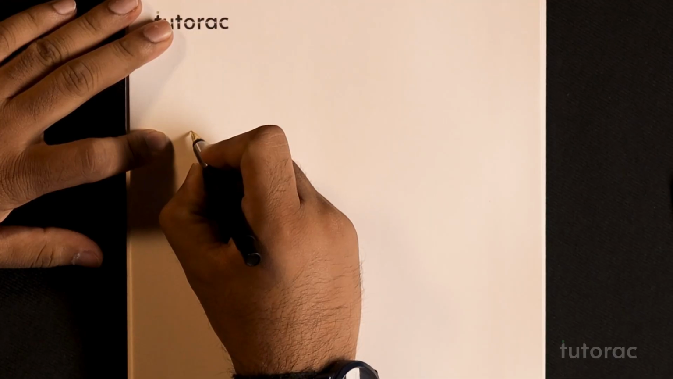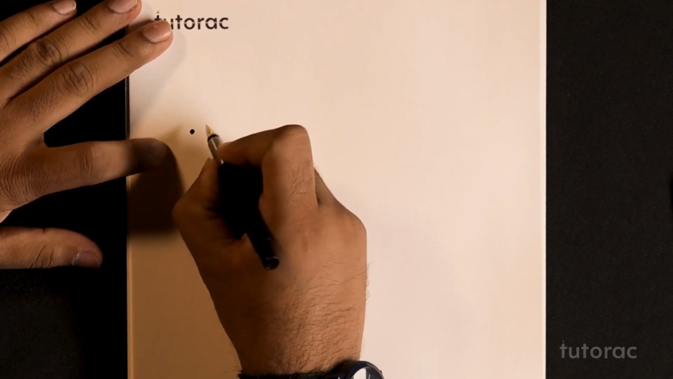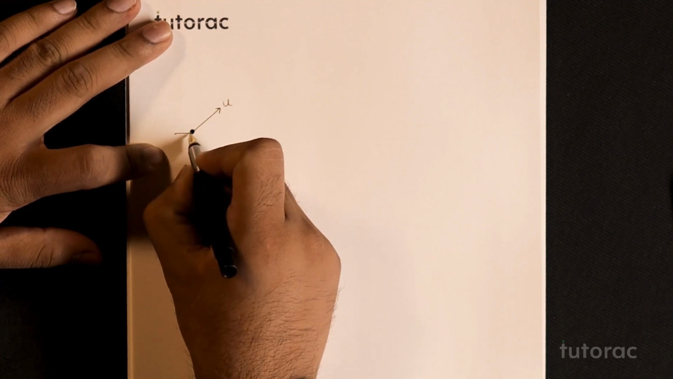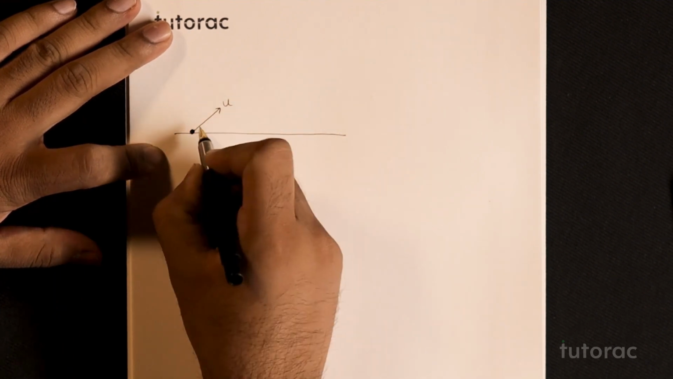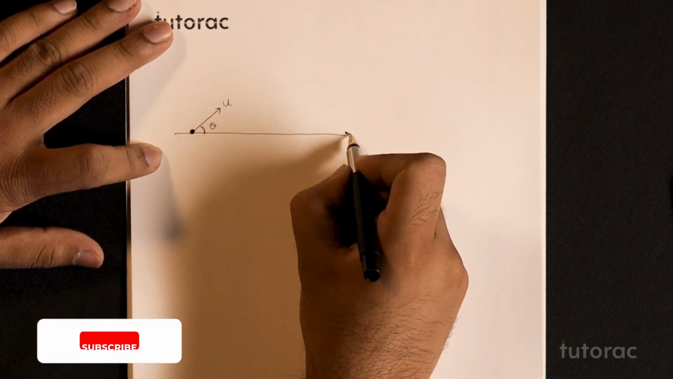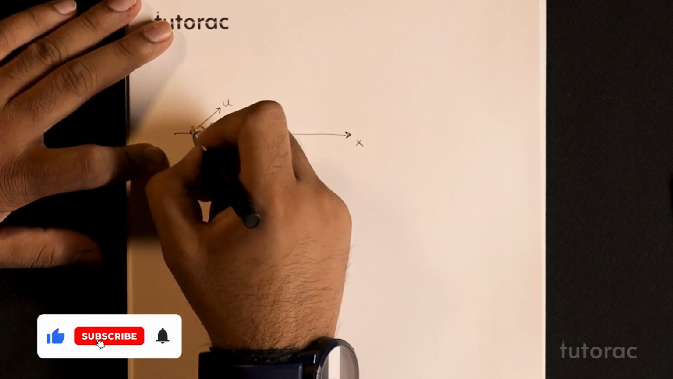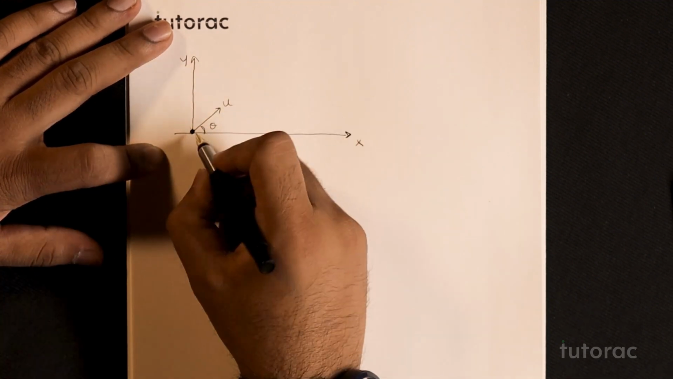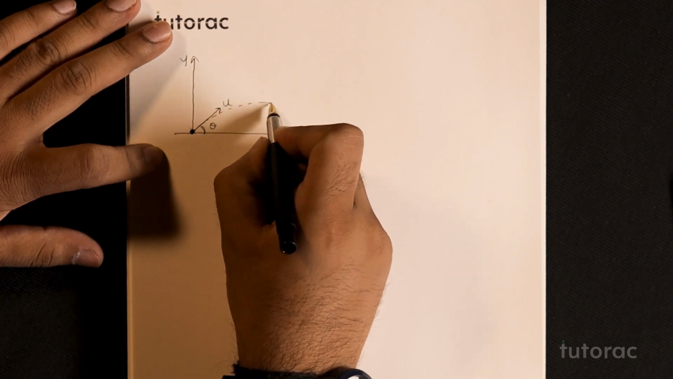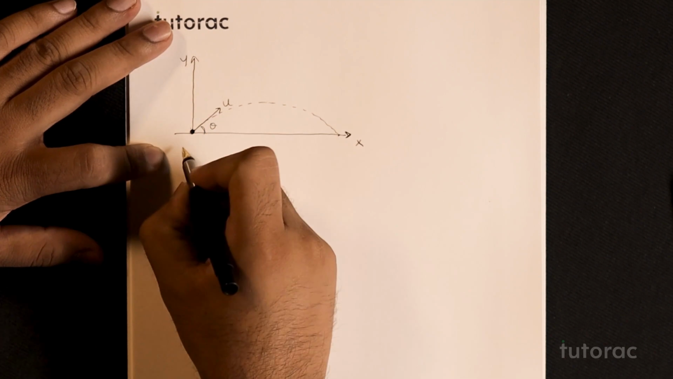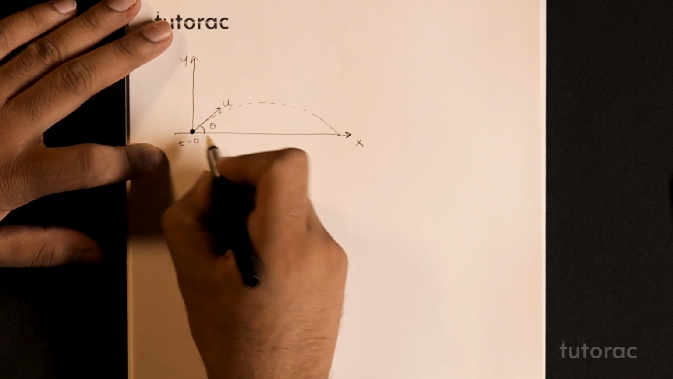Consider a situation where a particle is thrown with a velocity u at an angle theta to the horizontal. Let's consider the horizontal direction as x, this is the ground, and the vertical direction as y. The particle will follow this path, and let's say it is thrown from the origin.